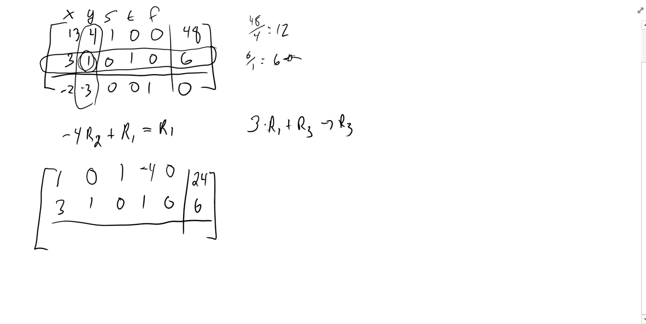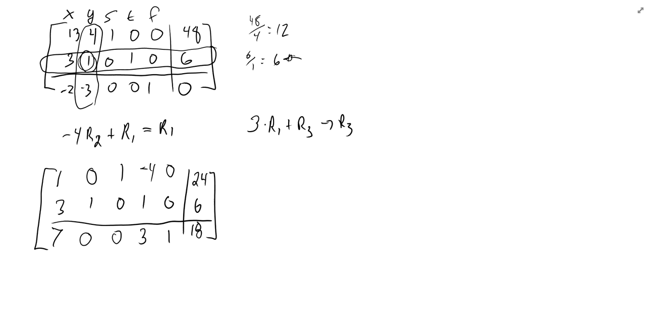All right, and then let's do 3 times row 2 plus row 3. So 3 times 3 is 9. 9 plus negative 2 is 7. 3 times 1 is 3, plus negative 3 gives you 0. 0 plus 0 is 0. 3 times 1 is 3, plus 0 is 3. 3 times 0 is 0, plus 1 is 1. And 3 times 6 is 18, plus the 0 gives us 18 there. And now we've got all positive numbers in the bottom row, so we are at our ideal solution.